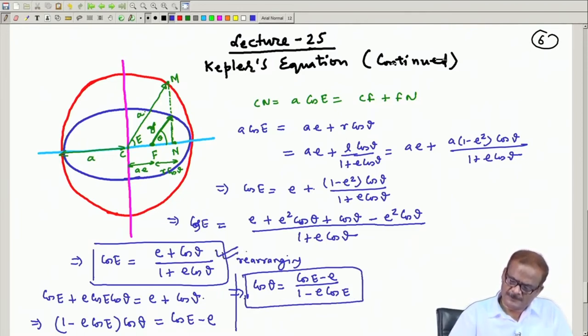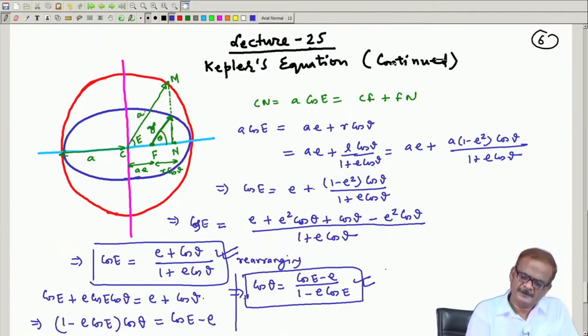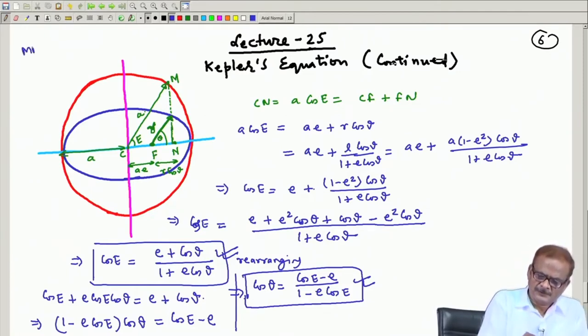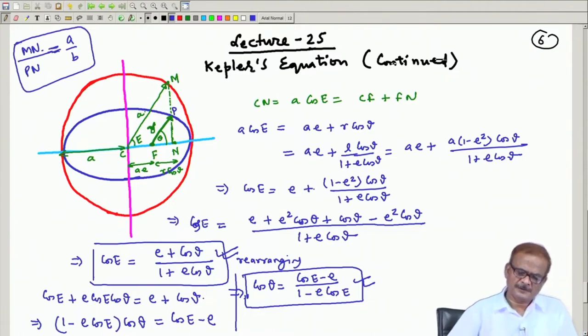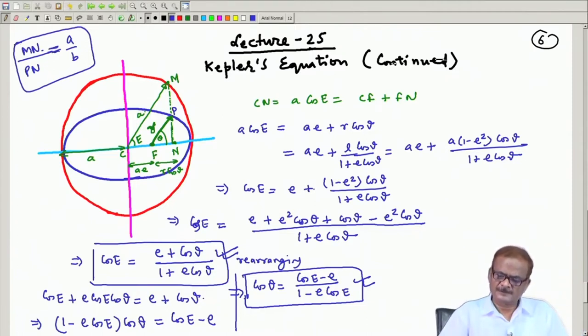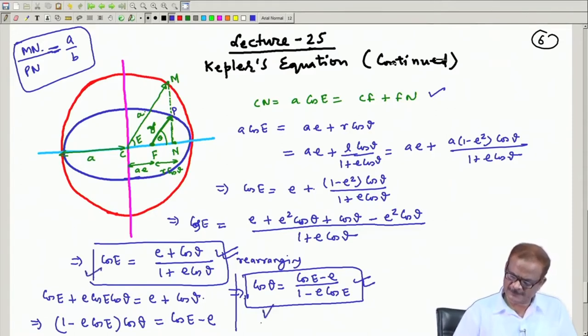So, here this is your cos E and this is cos theta, which we have worked out earlier also, but there we used the information that M N divided by P N will be A by B, it is in this ratio. And based on that, we worked out all the relations, but here also you can proceed in this way. It is a little longer, but you get the same result. Okay, so we have got here cos E and cos theta, and therefore sin theta and sin E can also be computed using these two relations.